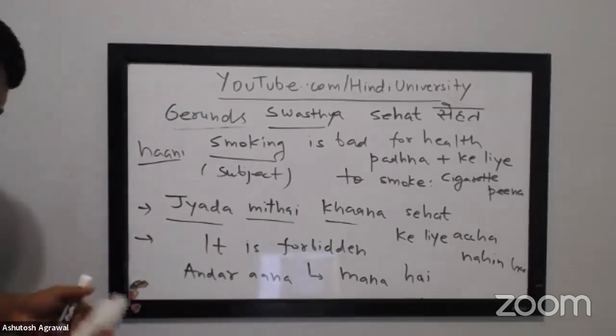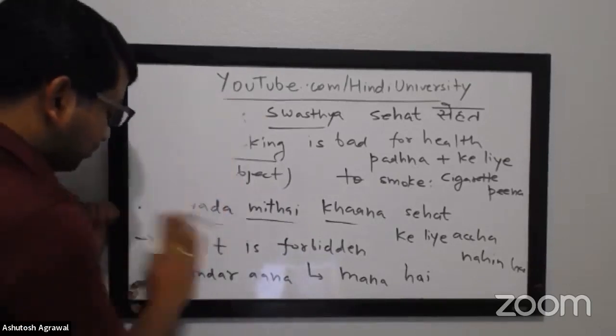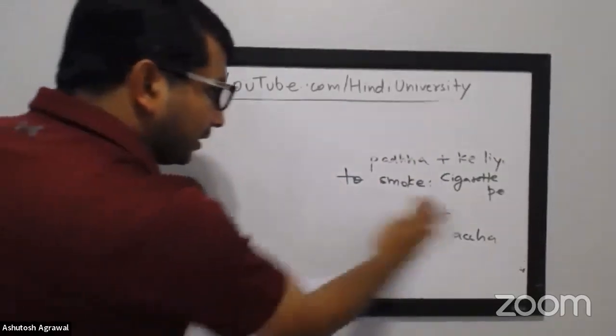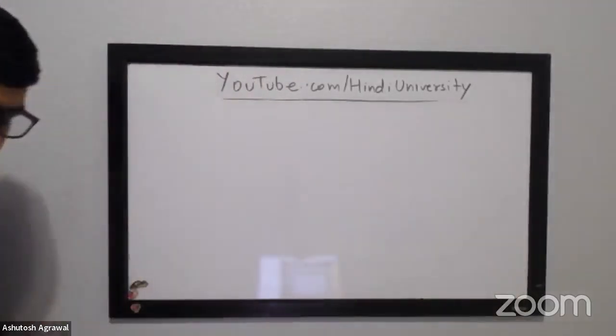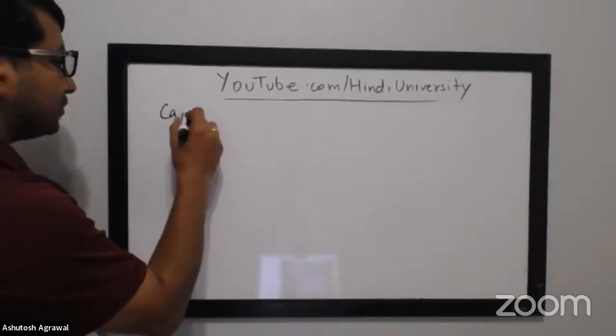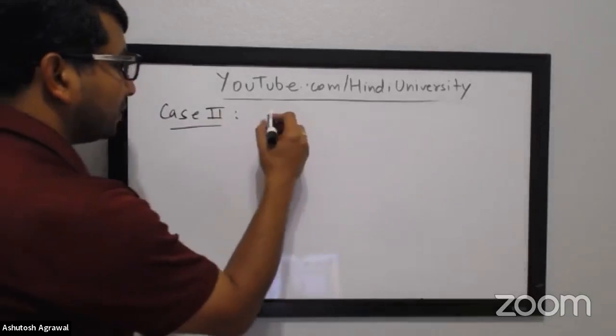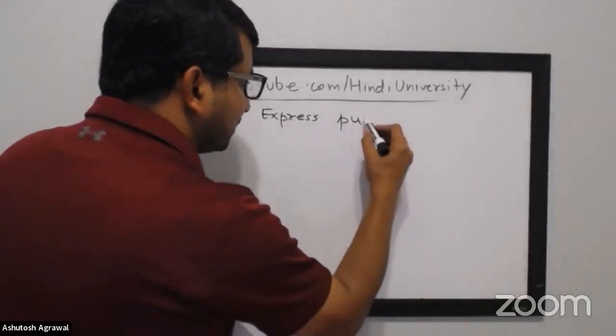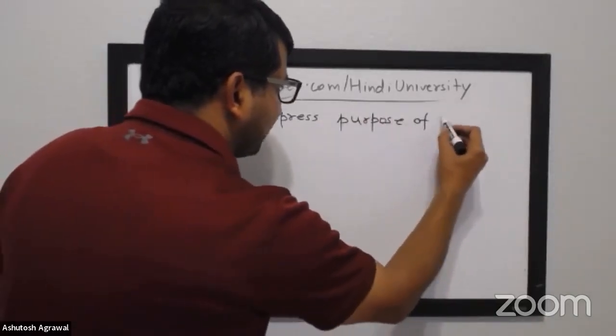So now I'm going to change to case number two, where the gerunds are used with postpositions. So far, if you noticed, none of the gerunds were used with postpositions. Now in the case where you want to use them with a postposition, you want to show some sort of purpose of an action. Case number two, you want to express purpose of an action.